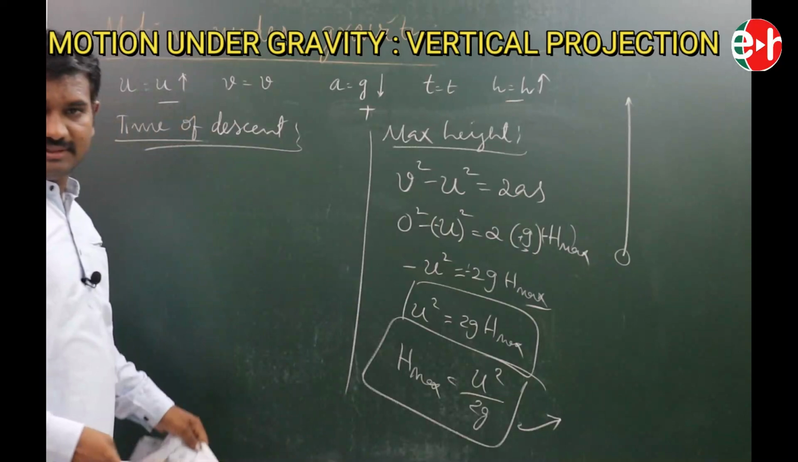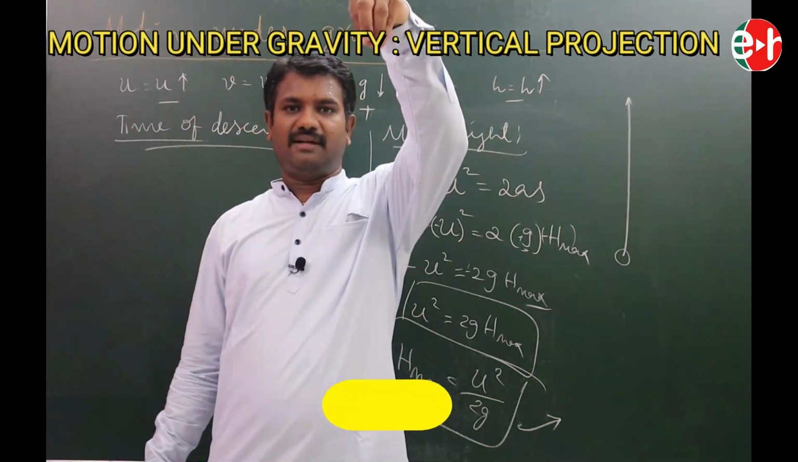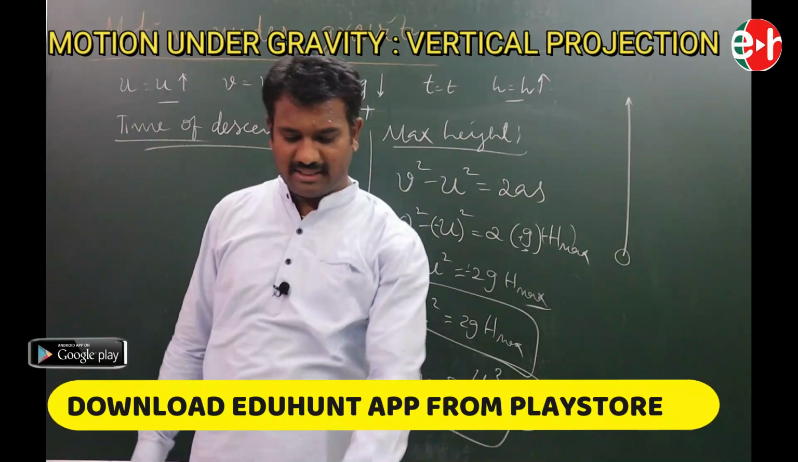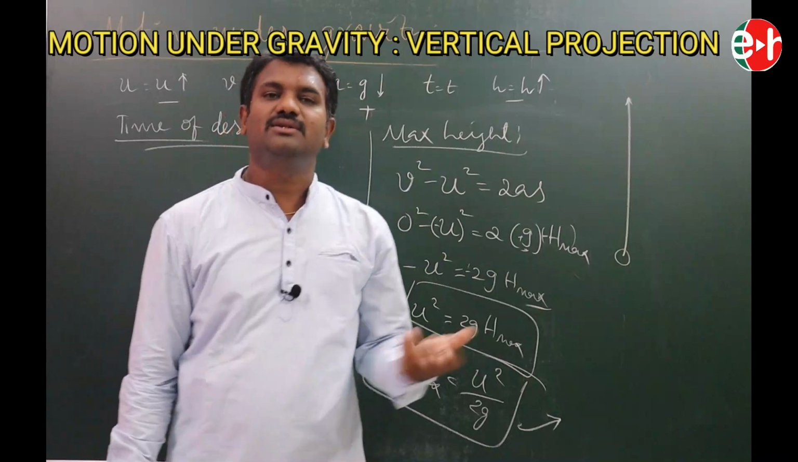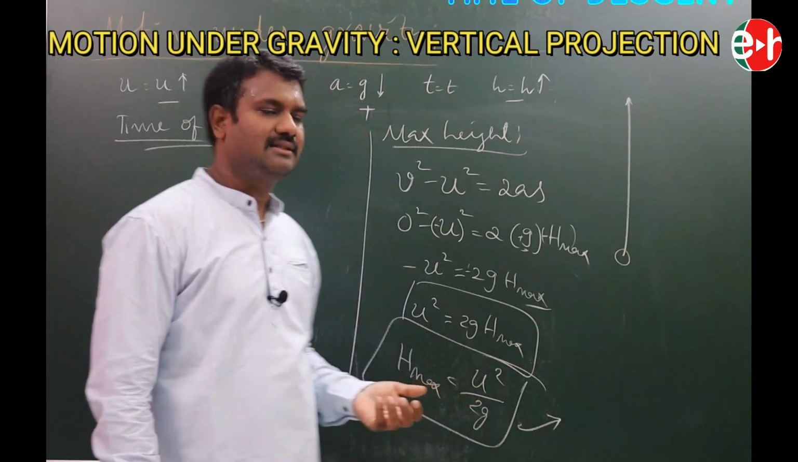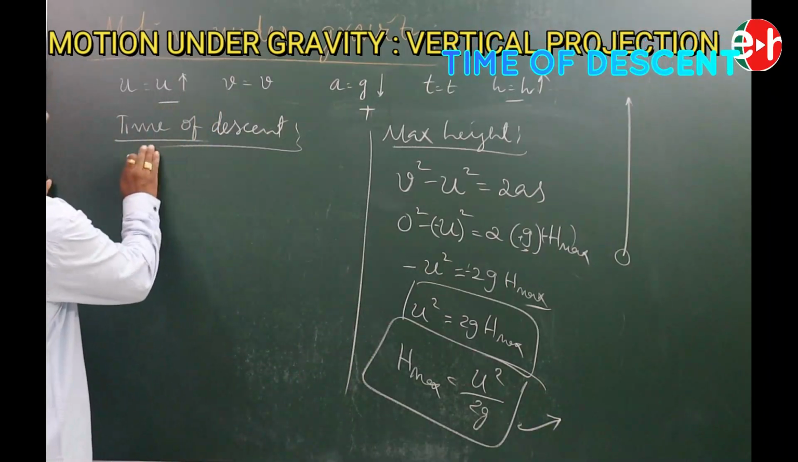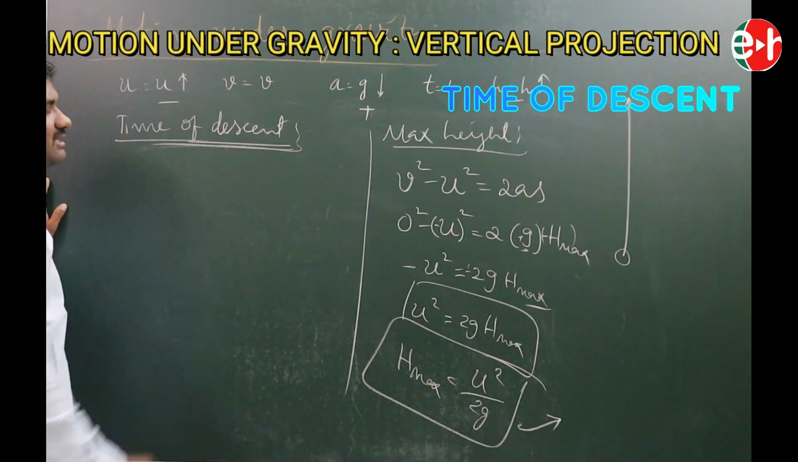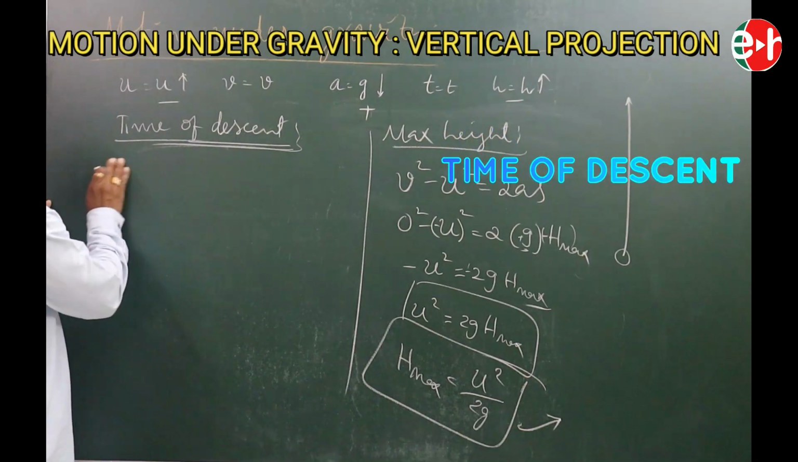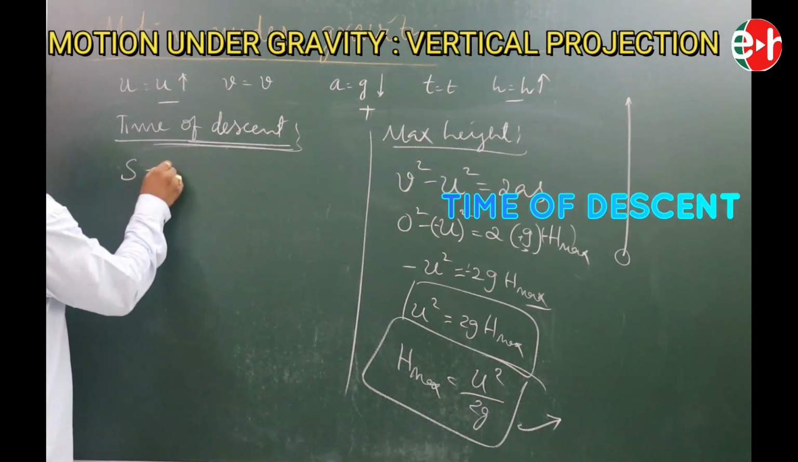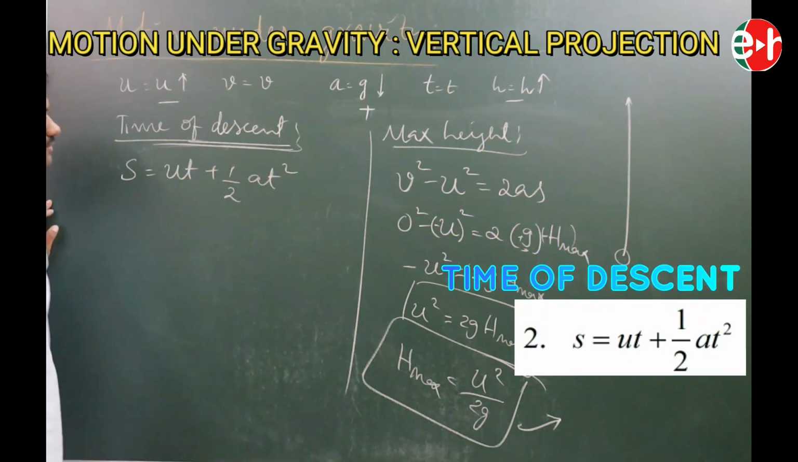What is the time of descent? For example, a body is freely falling from a certain height. It reaches the ground. The time in which it reaches the ground is known as the time of descent. For that, we have different methods to find the time of descent. Let us see. Method 1: I am going to use s = ut + ½at².